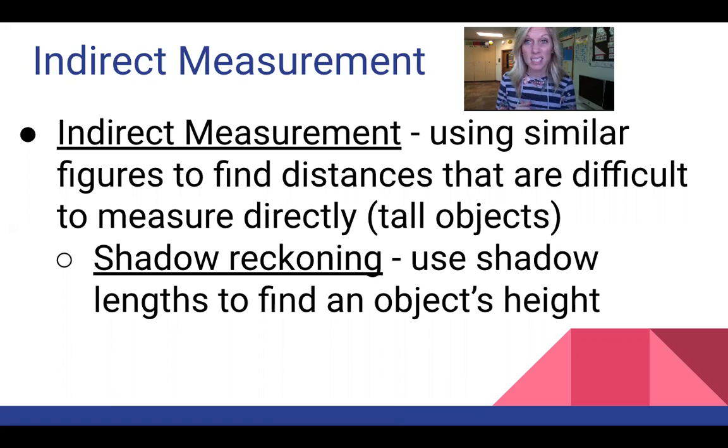So indirect means that instead of us actually standing there and measuring a tree with a tape measure, we can use other things to help us measure it, things not exactly directed to measuring the tree itself. And we use something called shadow reckoning, which is a fancy word for just saying we're going to use shadows, the shadow the tree makes on the ground and the shadow of like our body next to the tree, to help us find lengths and measurements to help us find the length of that tree.